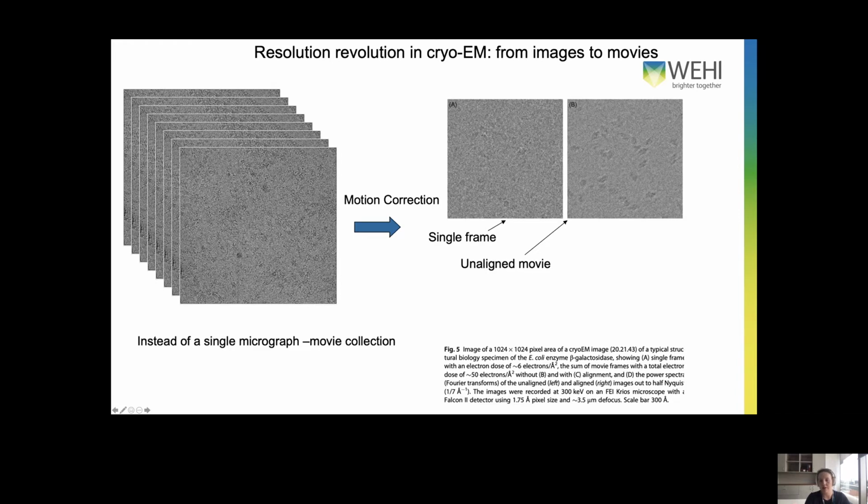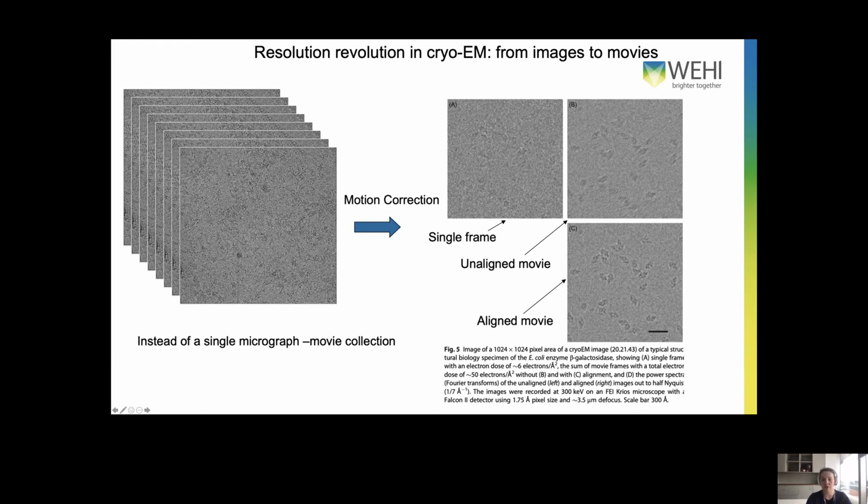And in the old days, when we weren't able to collect movies, this is what you had. And this severely limited your resolution. However, nowadays, because we collect movies, we can align individual frames and basically correct for the movement. And this is what we get. So not only do we get much higher signal to noise, but we also mitigate and correct the movement as well. And so these aligned movie frames, this is what we work with when we do our cryo analysis.